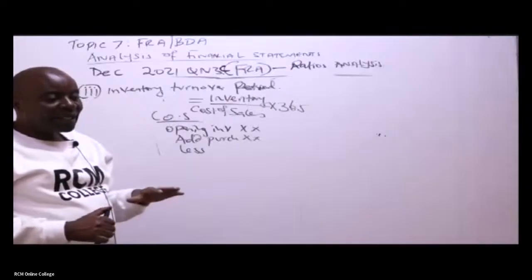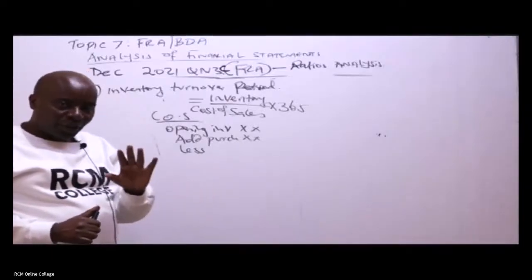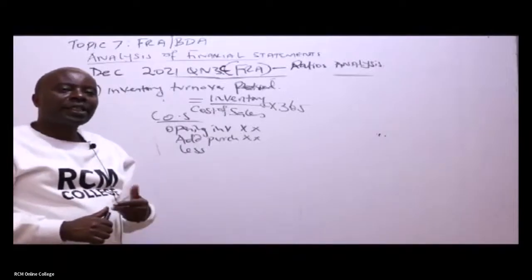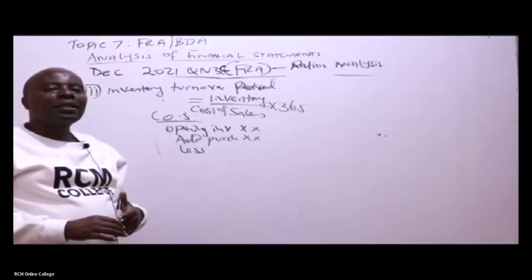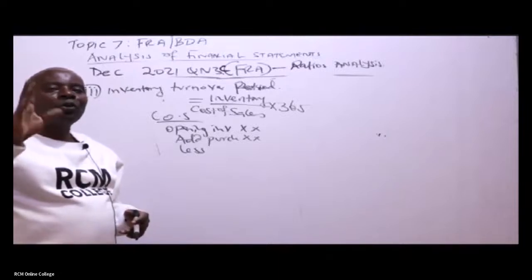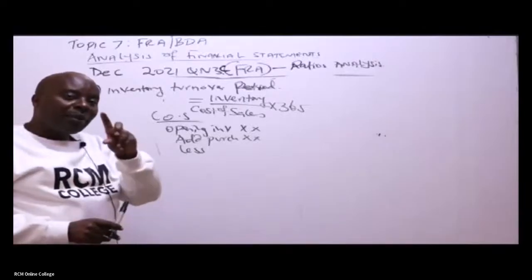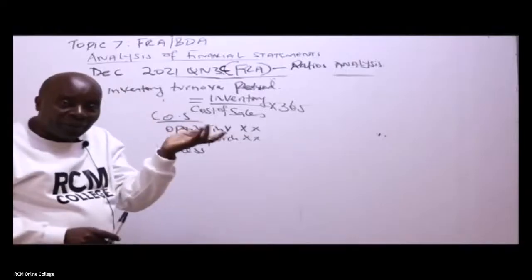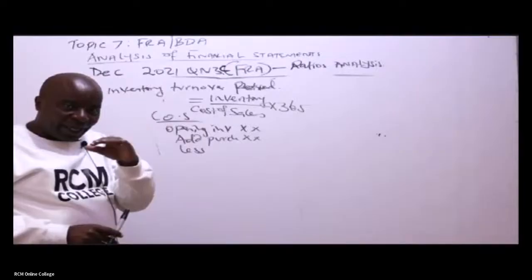A good student there is asking whether we consider what we call average inventory. Good question. As you progress, you reach a level where they are telling you to calculate for us inventory turnover period for 2021. In that case, I will look at average: the opening inventory and the closing, then we add the two and divide by 2.